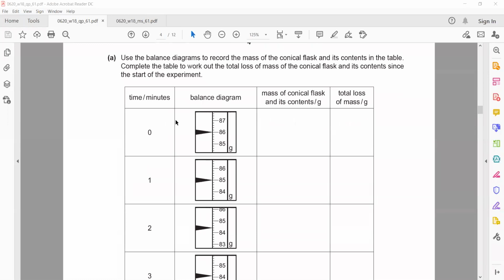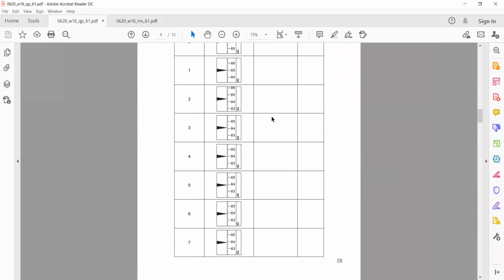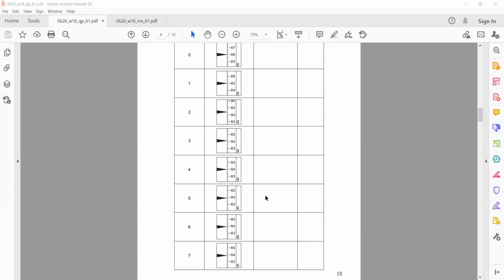So the first one is 86, and there is no loss in mass in the beginning because that's the start. The second value is 85, and the loss in mass is 1. The third one, each division is representing 0.2, so 84.2 is there. 84.4. Yeah.